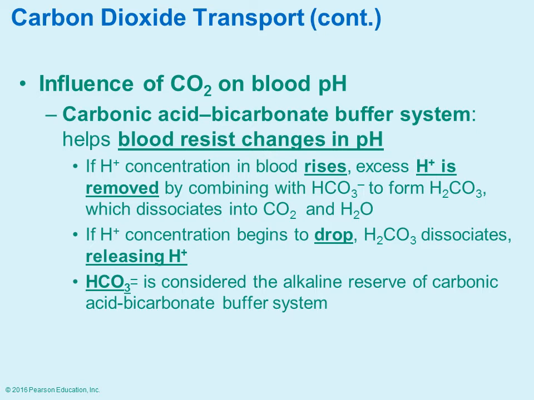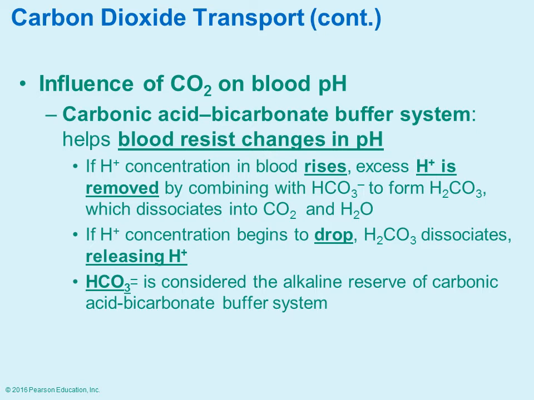If the hydrogen ion concentration in the blood rises, how do you get rid of that excess hydrogen ion, which is going to lower the pH? Well, one thing that it does is it can combine with carbonic acid and forms that bicarbonate.